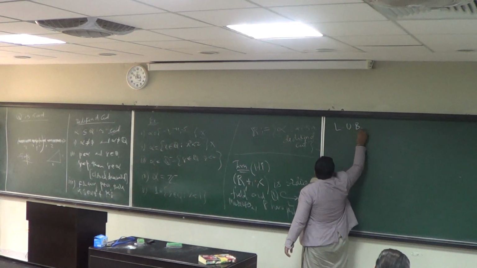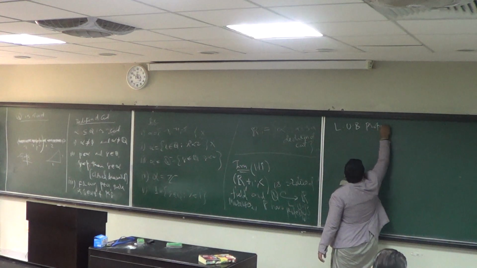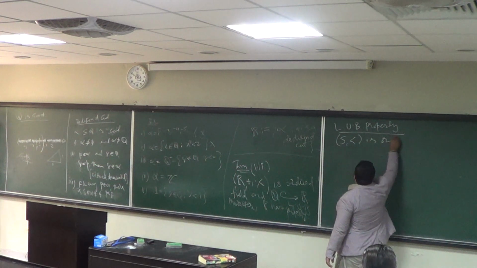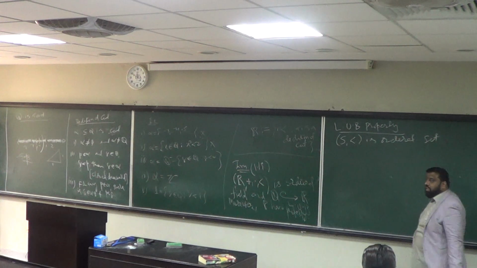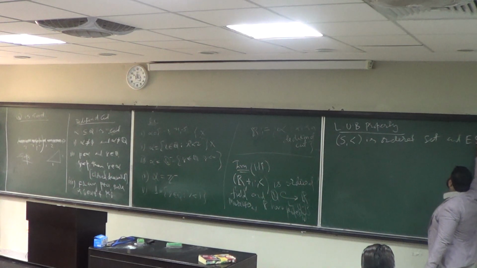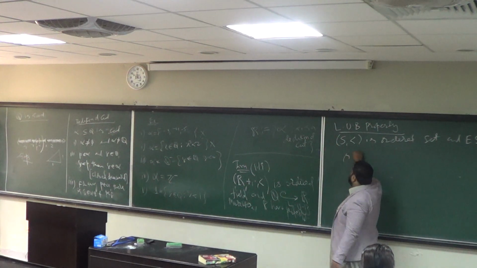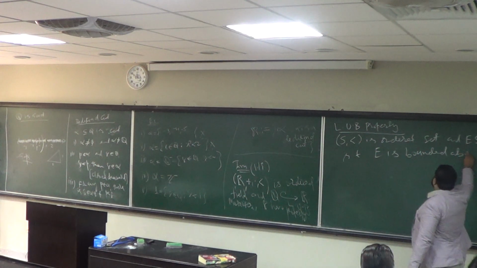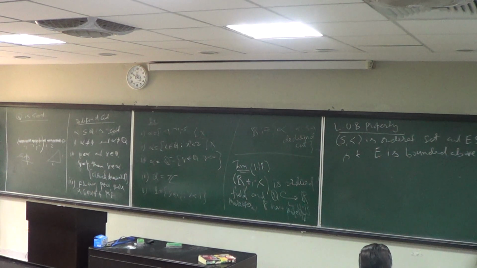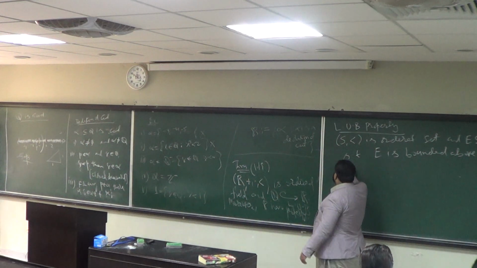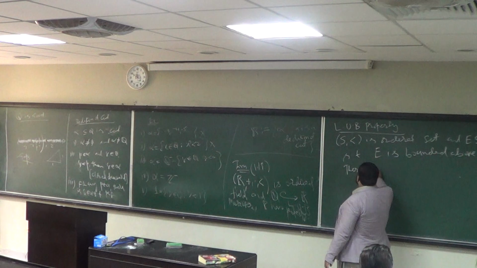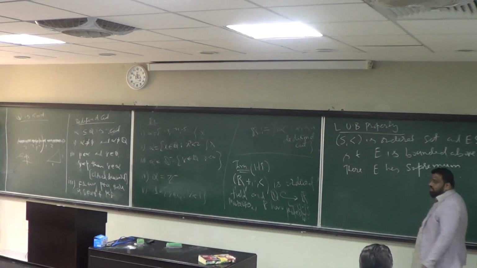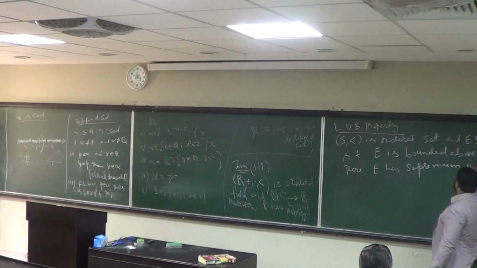What was the least upper bound property? It says that if you have an ordered set S, and E is a subset of S such that E is bounded above, in other words, there is an upper bound for E, then E has a supremum within that set S.